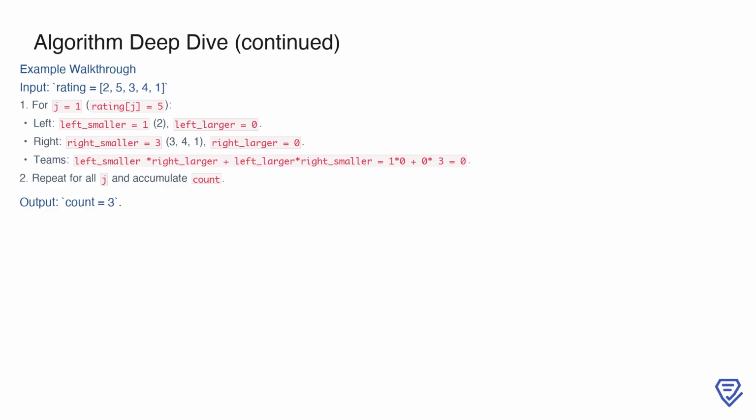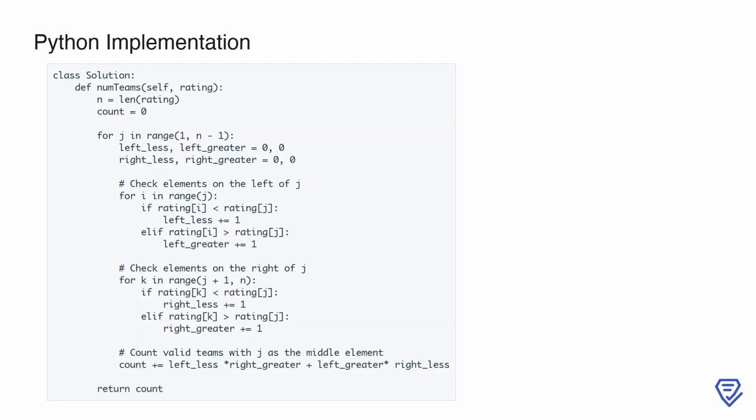Repeating this process for all other indices j, we accumulate the total count of valid teams. For this input, the final output is count equals 3, representing the total number of teams that can be formed in either increasing or decreasing order. This implementation solves the problem of counting the number of valid teams of size 3.